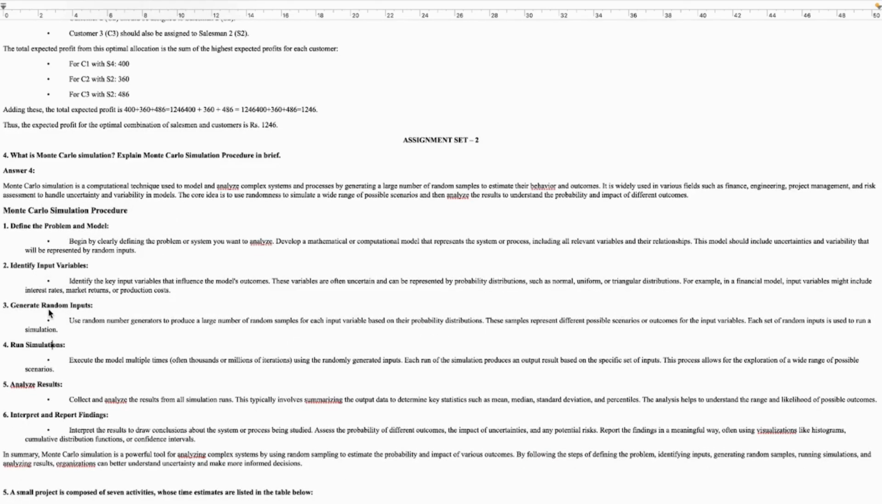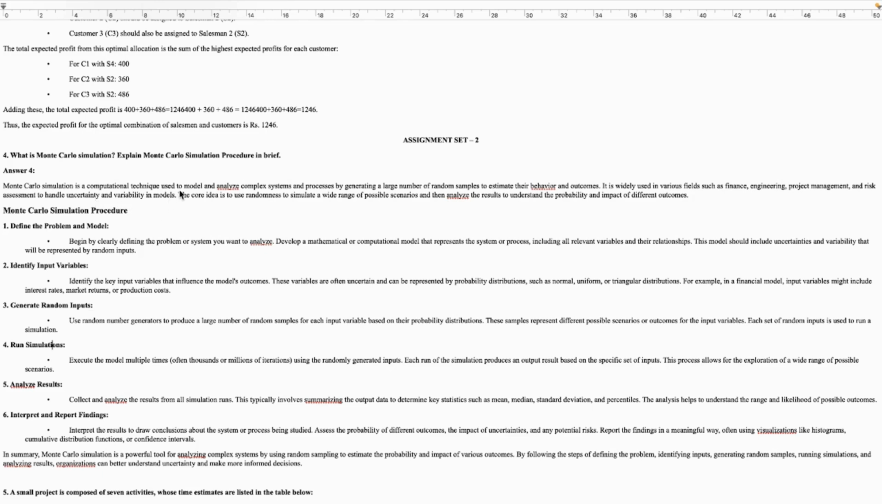Question number 4, what is Monte Carlo simulation? Explain Monte Carlo simulation procedure in brief. Monte Carlo simulation is a computational technique used to model and analyze a complex system by generating a large number of random samples and estimating their behavior and outcomes. This is widely used in fields such as finance, engineering, project management, risk assessment, and to handle uncertainty in variable models.